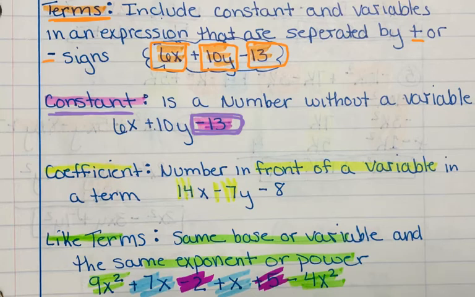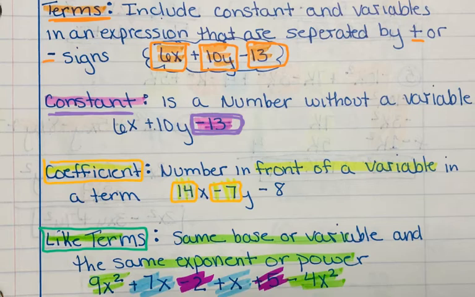Then we have our coefficients. Coefficients are numbers that are in front of variables of terms. So that would be the number in front of any variable. And then our last vocabulary word is like terms. Like terms have the same base or variable and the same exponent or power.